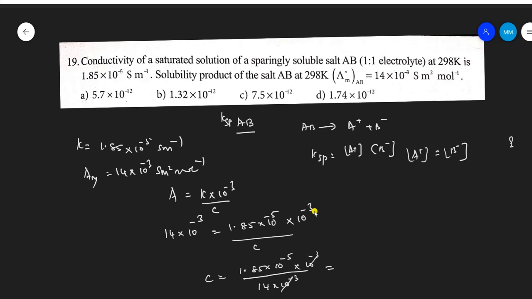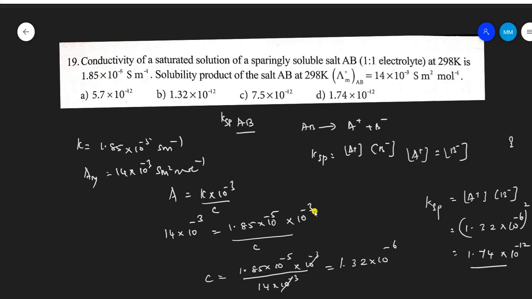You get the value 1.85 over 14, approximately 1.32 into 10 power minus 6. So this is the concentration. Now you can calculate the Ksp. Ksp is equal to the concentration of A plus into the concentration of B minus. Both are equal for a 1:1 electrolyte, so it is 1.32 into 10 power minus 6 whole squared. So the power is 10 power minus 12, and 1.32 squared is 1.74. So your answer is D.